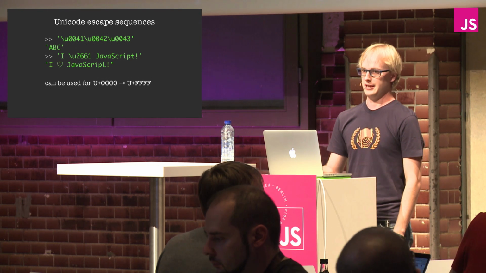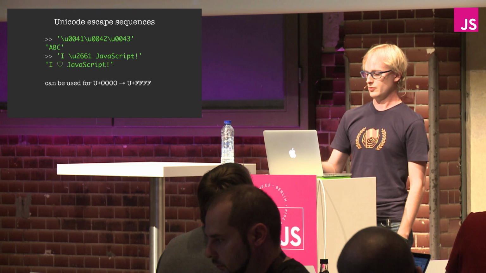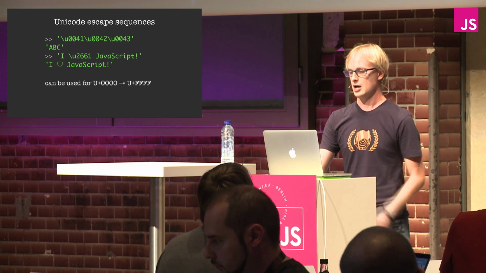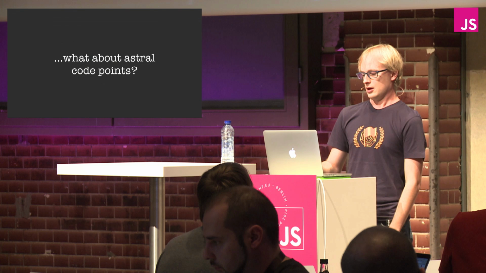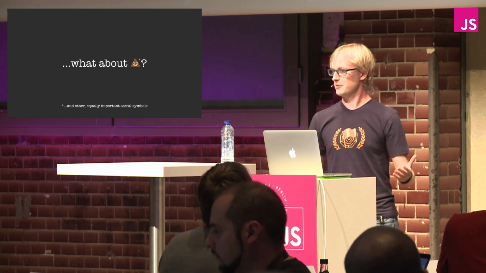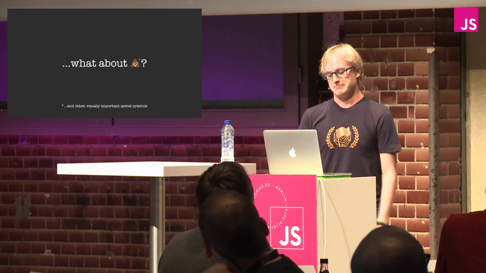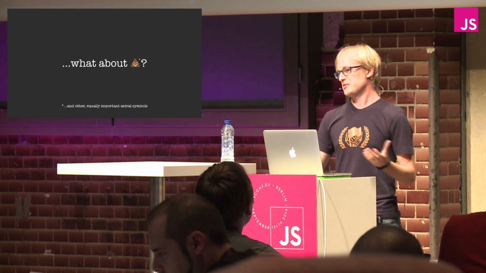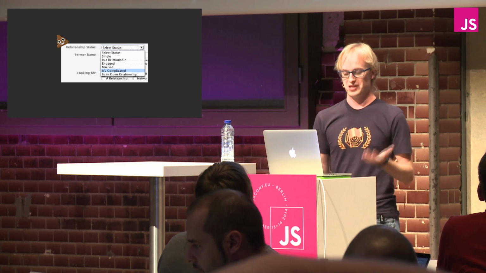But what about all the other planes? What about those astral code points? We need more than 4 hexadecimal digits for those, so how do we escape them? Or another way to phrase the question, what about the pile of poo and other equally important astral symbols, of course? Now, the answer is we can actually escape those, but it's kind of sort of complicated.